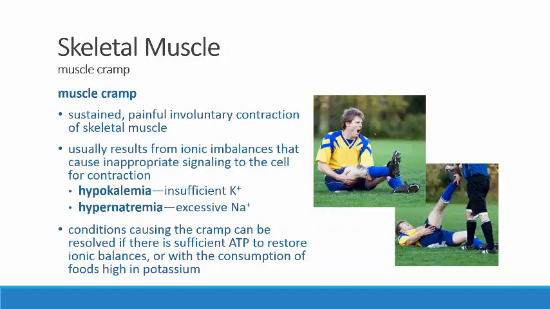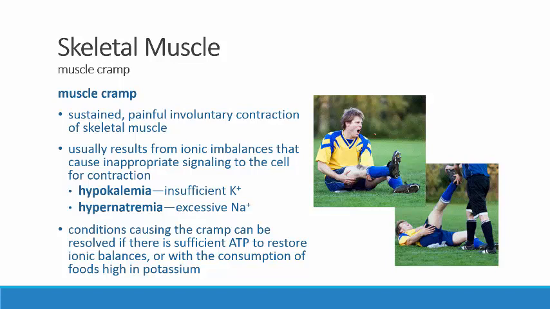Okay, so a third condition associated with muscle non-function is a muscle cramp. These are sustained and usually painful involuntary contractions of a muscle cell, or of a whole muscle. Actually, it's when a whole muscle comes into that cramped state. It's usually the result of ionic imbalances in the body, and this inappropriate balancing of ions will cause an inappropriate signal for contraction to be sent.